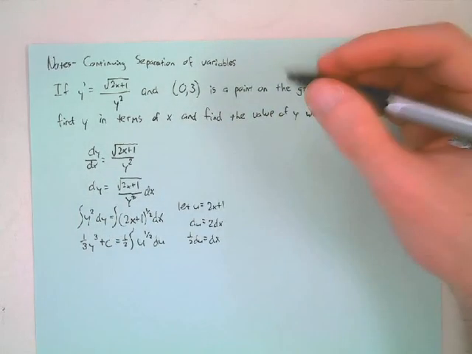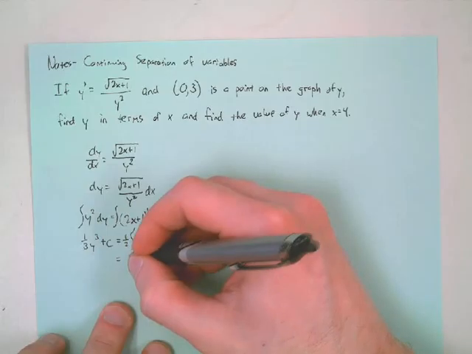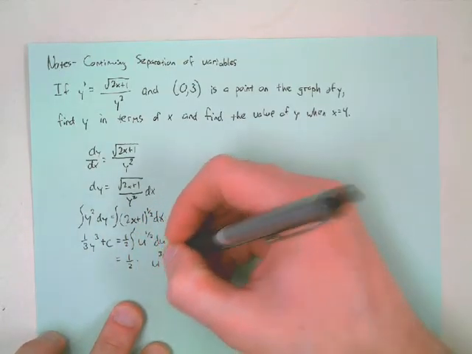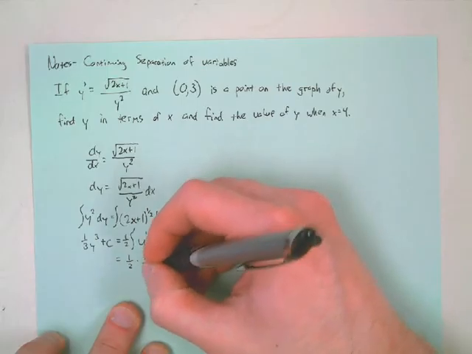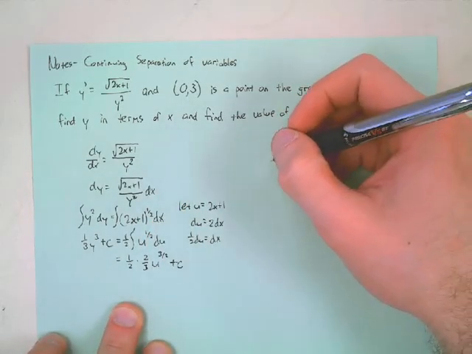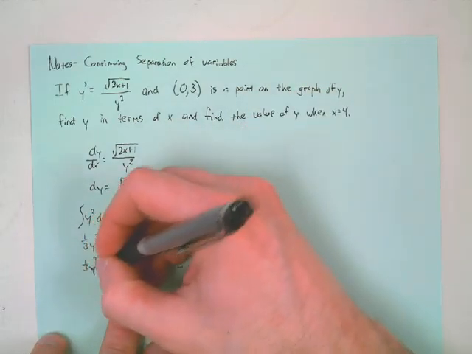All right. Integral of u to the 1/2, well, it's going to be 1/2 times, so integral of u to the 1/2 is u to the 3/2, and then out front will be 2/3 plus c. Like that, and we have then 1/3 y cubed plus c.